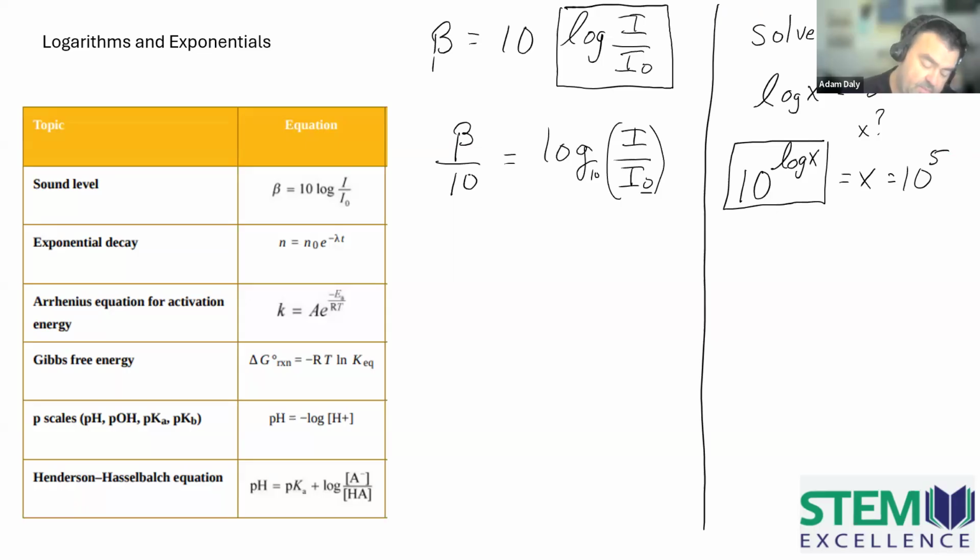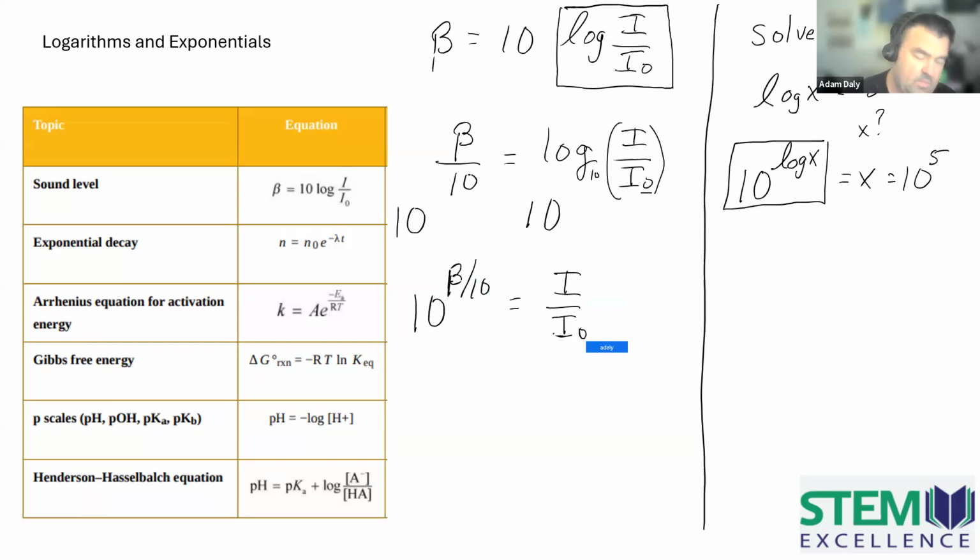And so in this case, in our sound level example, we're just going to raise this side to the power of 10 and this side to the power of 10. And then we get 10 to the beta divided by 10 equals I over I0. Right? And so now we can solve for I. So I is going to be I0 times 10 to the beta over 10.